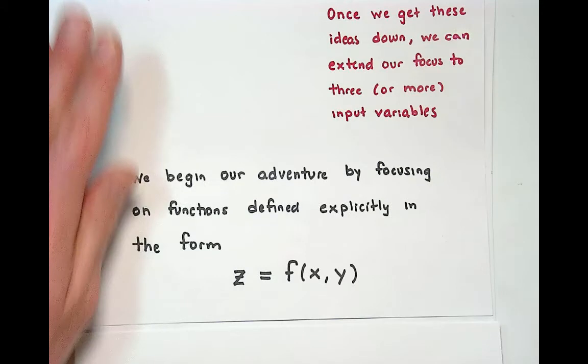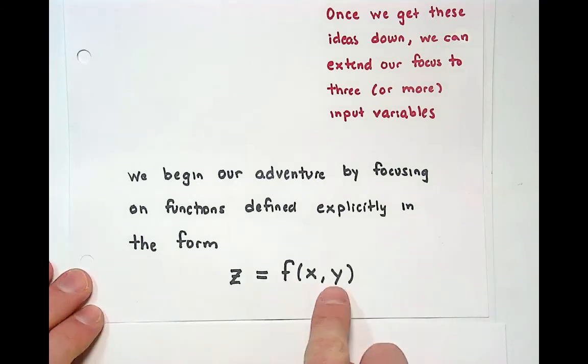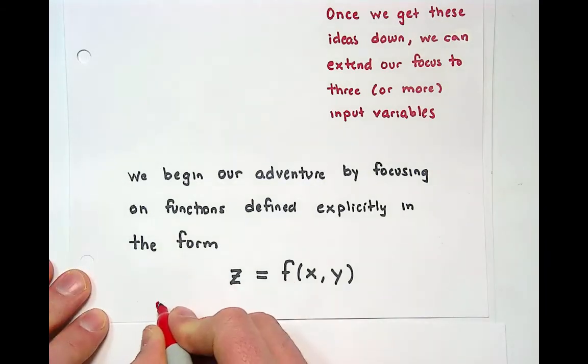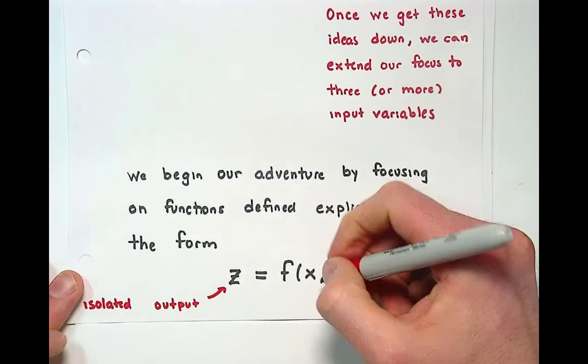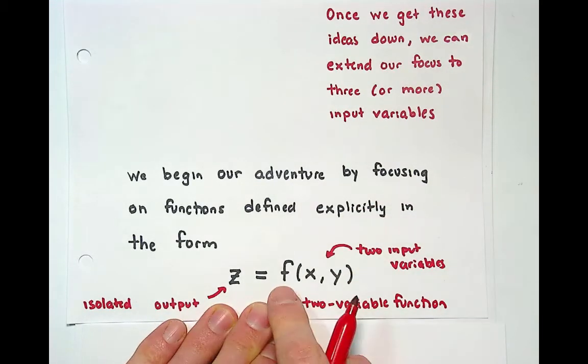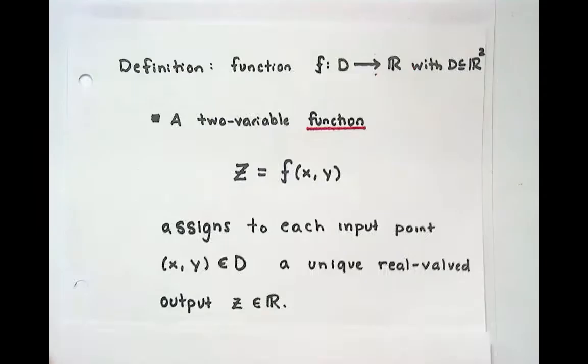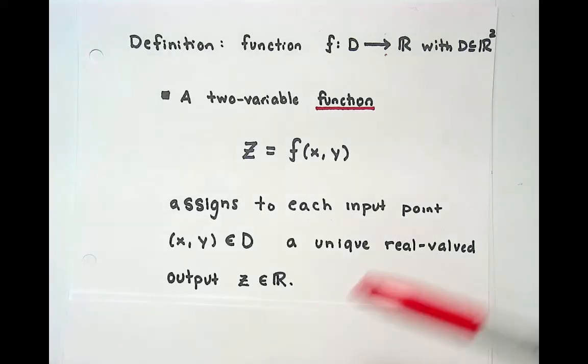We begin our adventure talking about level curves by focusing on functions that are explicitly written, where the output variable z is given as an expression of x and y. Here we have an isolated output variable, and then here are our two input variables. Of course, we call f a two-variable function. Let's get really specific about what we mean by a two-variable function. To do so, we'll introduce a definition.